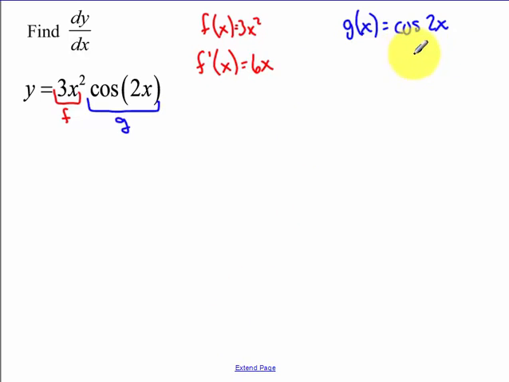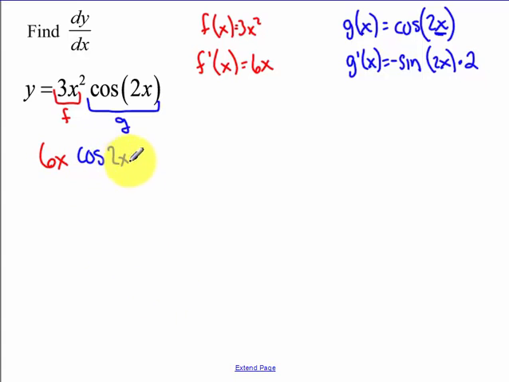This is a composition of functions. This 2x is technically a function inside of our cosine. So derivative of cosine is the negative sine of 2x, and then you need to multiply that by the derivative of the 2x. So we have derivative of the first, leaving the second alone, plus leaving the first alone, times the derivative of the second.